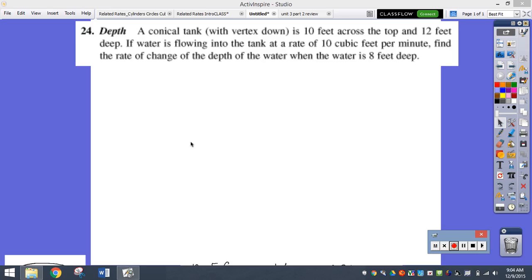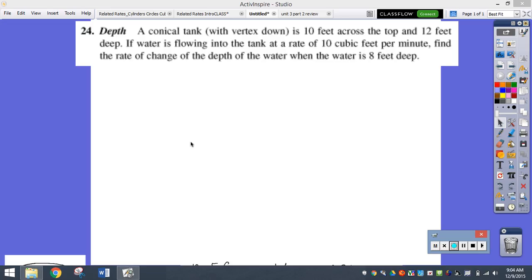And so what I'm going to go over with you is a type of problem where you have a tank being filled. The problems that involve something falling into a cone-shaped pile are going to be solved a little differently.